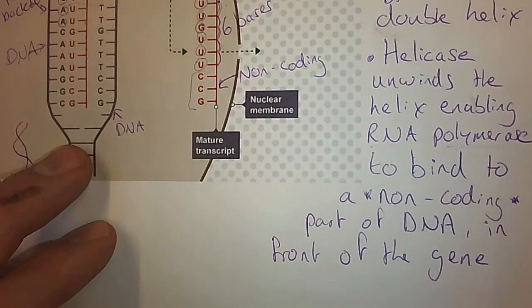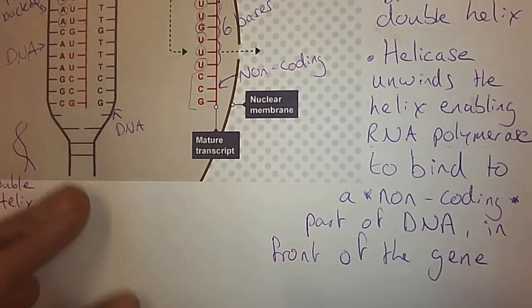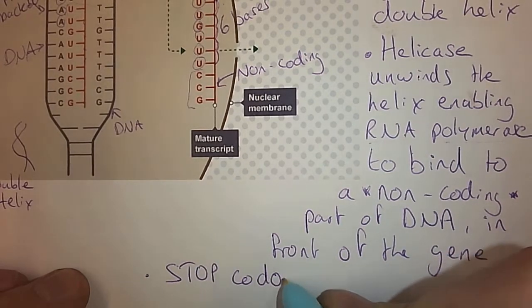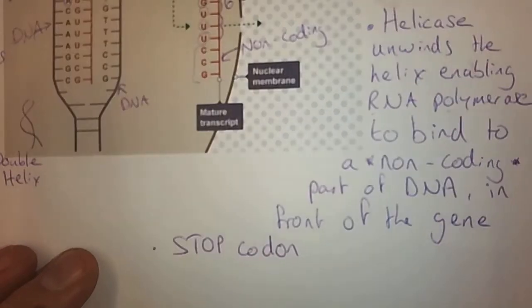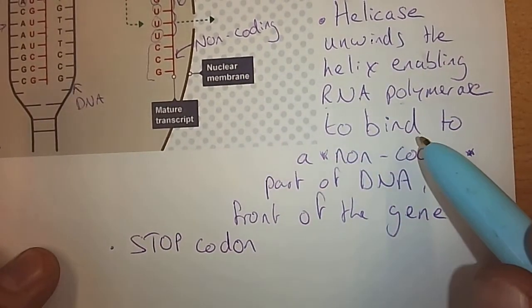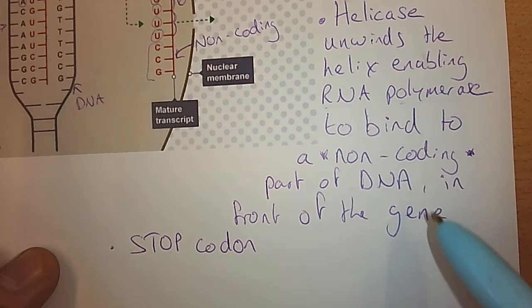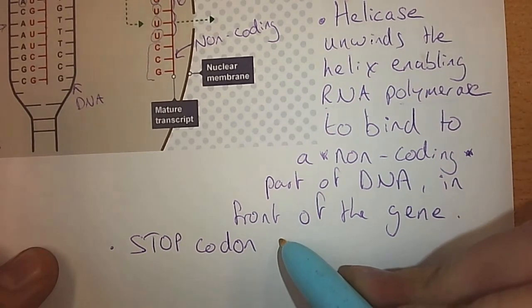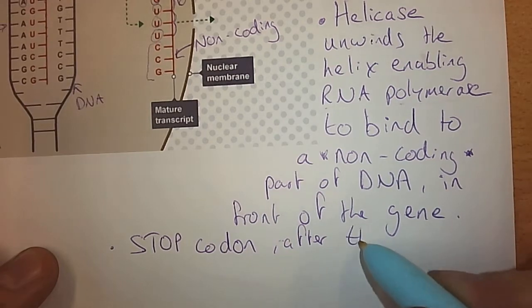And then we also need another non-coding point where the RNA polymerase knows, all right, it's time to stop chaining up this mRNA sequence. I've got my 6 bases in, and that will happen at what's called a stop codon. So the stop codon is doing a very similar job to what I've just explained about a non-coding part of the DNA in front of the gene, but this one isn't going to be in front of the gene, it's going to be after the gene.